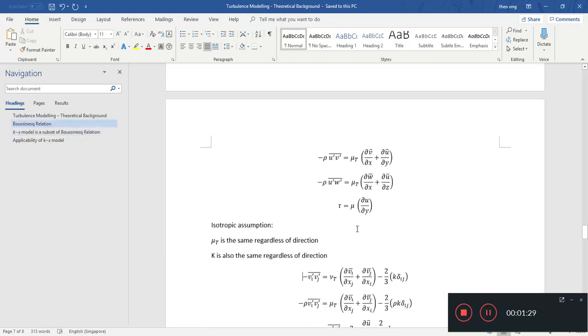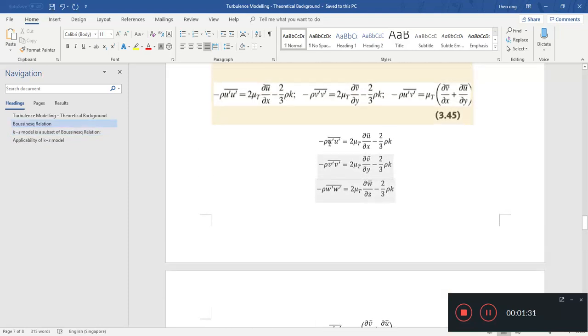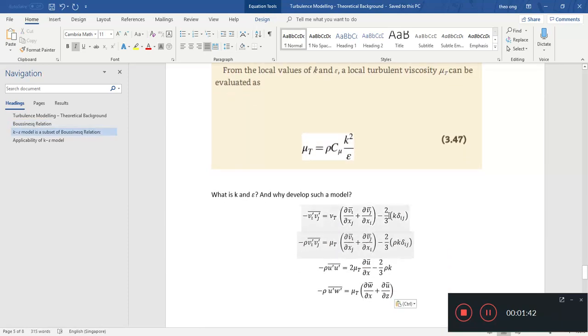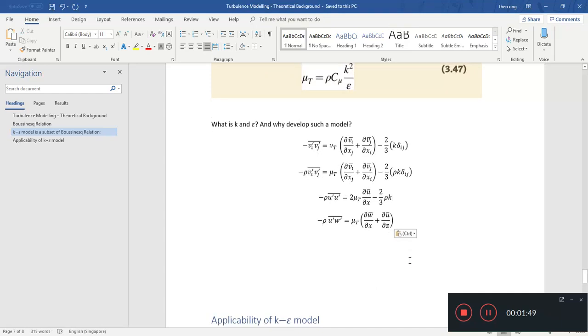But just to clarify the true meaning, if the turbulent flow is isotropic, then this equals this. That's very fundamental. So okay, back to our k epsilon model. What is k and epsilon, and why do we need to develop such a model?